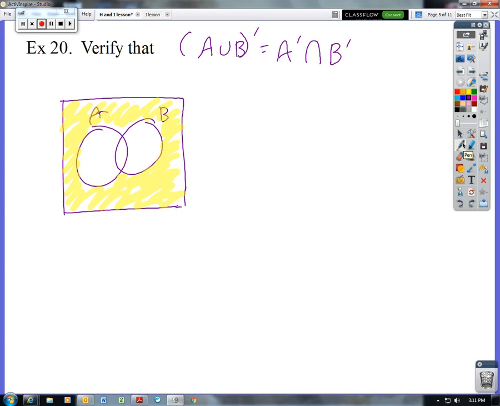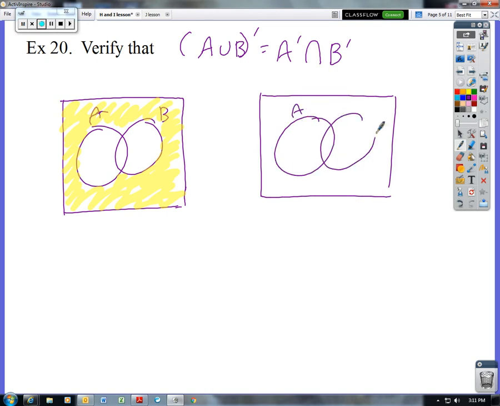Then, so that's the one on the left. Then on the right, I'm going to draw the same Venn diagram again. Maybe not quite as sloppy. And I'm going to shade the complement of A. So we're going to intersect the complement of A with the complement of B.